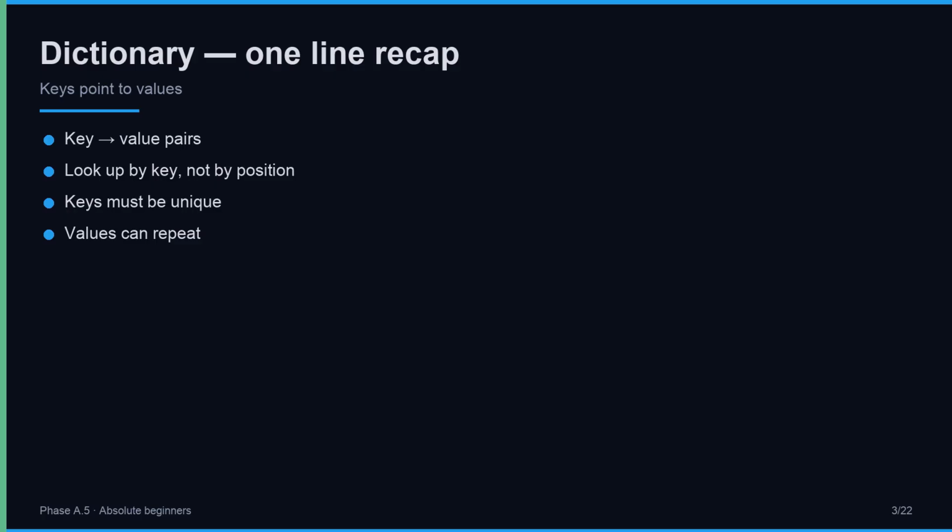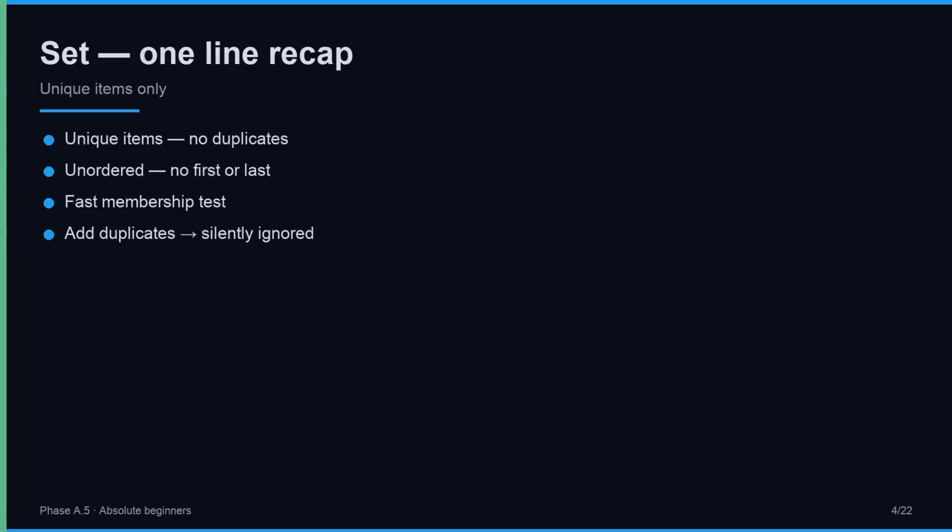Names point to values. A set holds unique items, with no duplicates. You add Python twice, the set keeps it once. Sets are unordered, there is no first or last, just membership. You mostly ask one question: is this item in the set? That question is answered fast. Reach for a set whenever the rule is, no duplicates allowed, and I only need to know if something belongs.